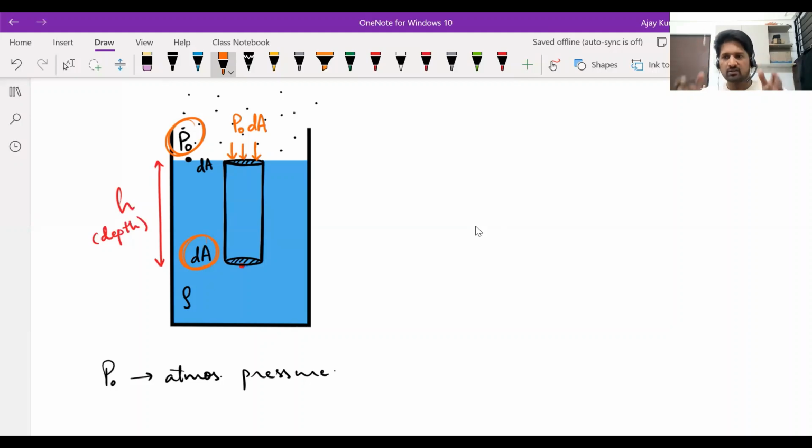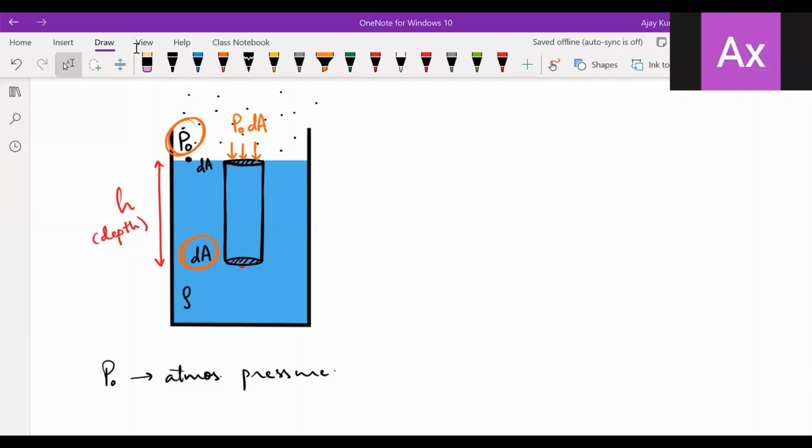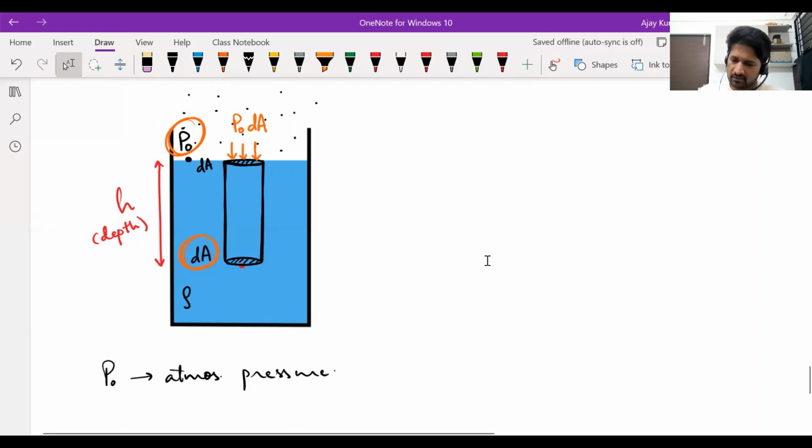What other forces act on this volume of the liquid? The volume that we have highlighted here. Can any of you tell me what other forces act on it? Sir, mg downward. Weight will definitely be acting. Correct. Its weight will be acting this way.